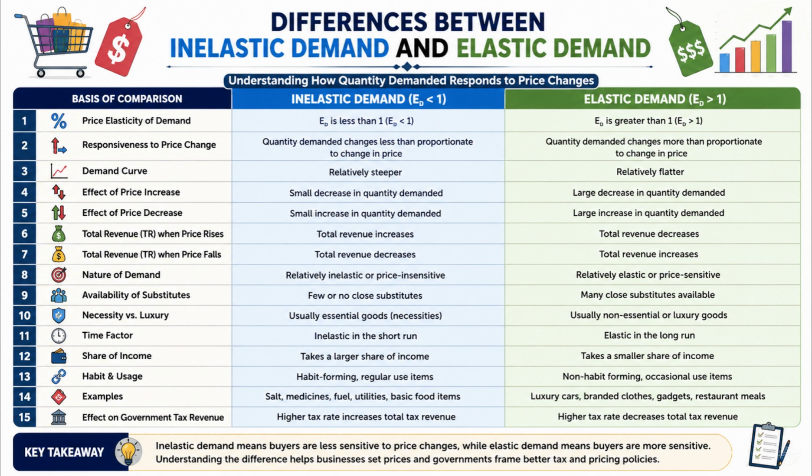Number 15. Higher taxes on goods with inelastic demand can increase government tax revenue, whereas higher taxes on goods with elastic demand may reduce government tax revenue because demand falls significantly. To summarize, inelastic demand means consumers are less responsive to changes in price, while elastic demand means consumers are highly responsive to price changes. Understanding these concepts helps businesses maximize revenue, improve pricing strategies, and assists governments in making better taxation decisions.